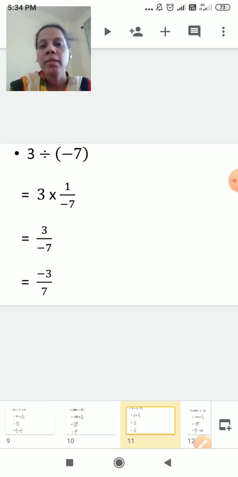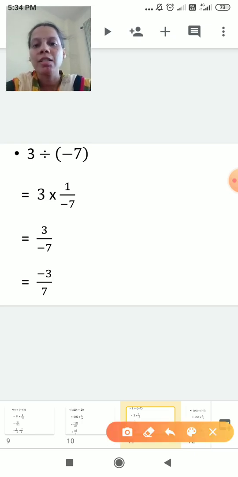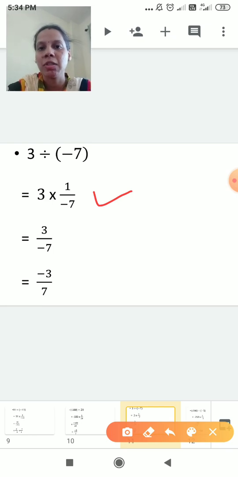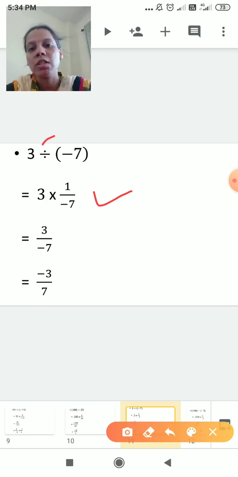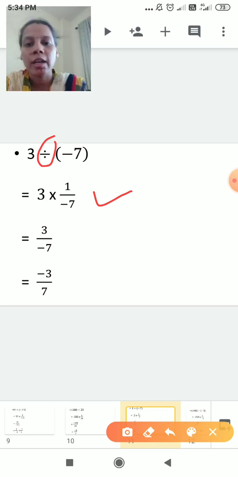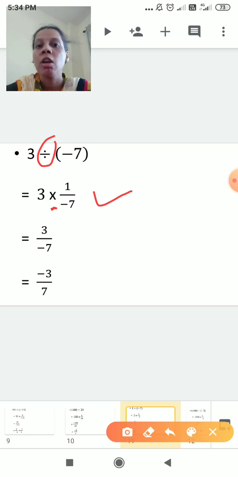As you can see here, 3 divided by minus 7. Okay. What is the first integer? First integer is 3. Correct. What is the second integer here? Yes. Second integer is minus 7. Correct. Very good. So first step. What is the first step? We'll write down the first integer as it is, that is 3. In place of the division sign what will we write down? Correct. We will write down multiplication, and we will write down the multiplicative inverse or reciprocal of the second integer.